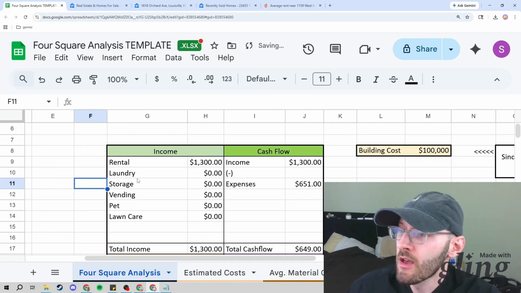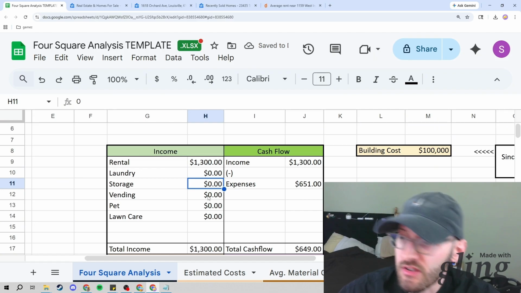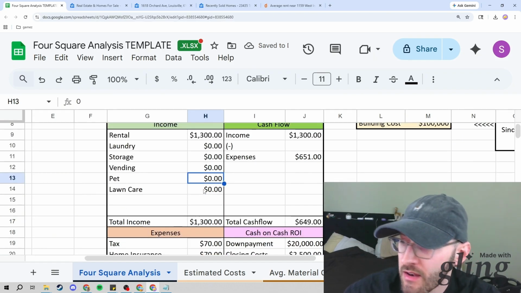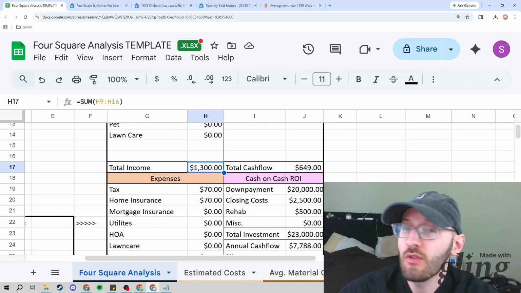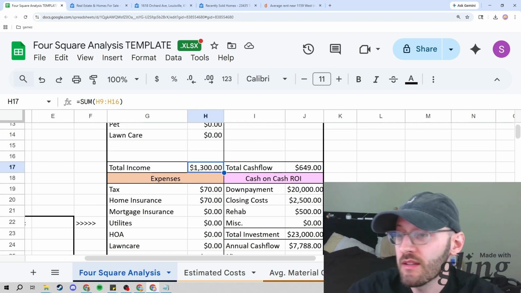Okay, cool. Are we charging any laundry? No. Are we charging storage? No. Vending? No. Pet? No. Lawn care? No. Total income, which is how much we're charging rent, is going to be $1,300.